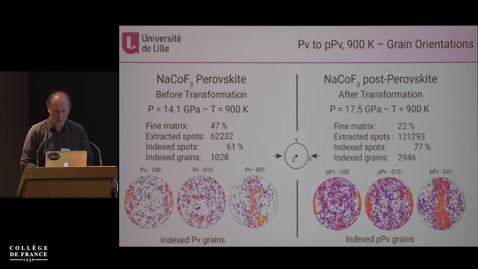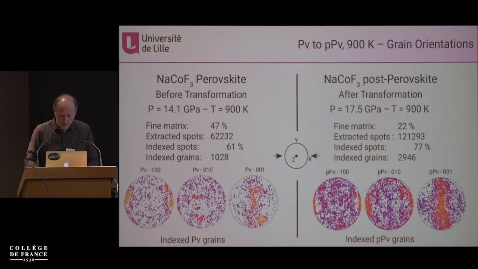Then you transform it to post-perovskite. The powder tends to disappear, and you get more grains, a lot more grains. We get 3,000 grains of post-perovskite. And here is a map of the orientations of those 3,000 grains. This is indexed before and after the transformation.